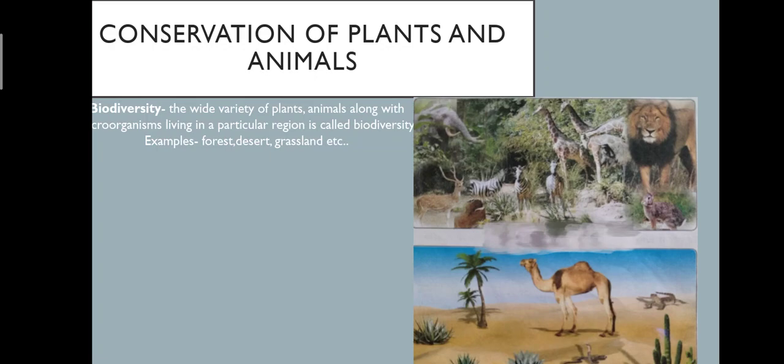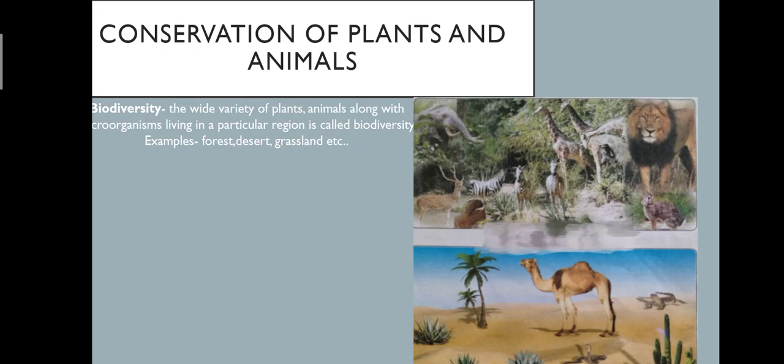What is biodiversity? Bio means living and diversity means in a diverse manner, a large amount. So what is biodiversity? The wide variety of plants and animals along with microorganisms living in a particular region is called biodiversity. Examples: forest, desert, grassland, rainforest, etc.